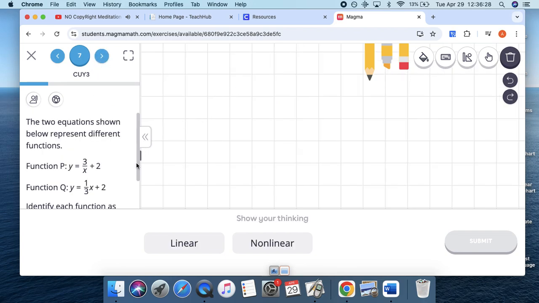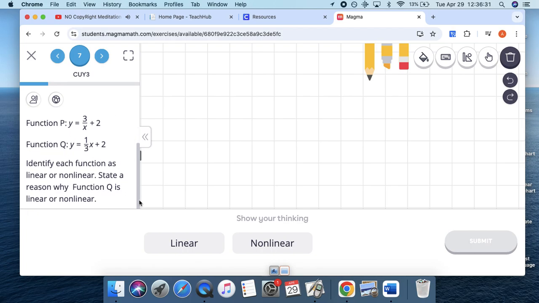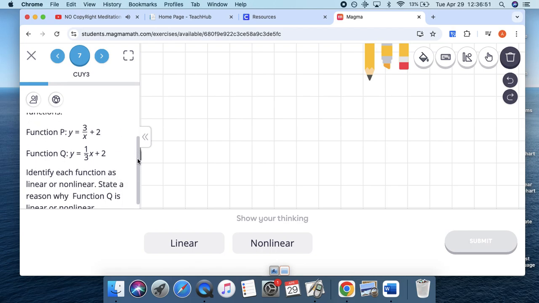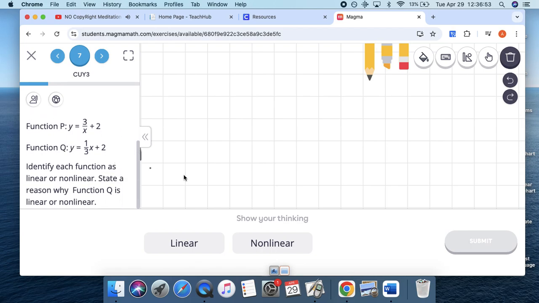7. Two equations are shown below. Identify each function as linear or nonlinear. Okay, so first of all, they're linear. They are both. What the heck? State each function as linear or nonlinear. So function p is not linear. Function p is nonlinear.